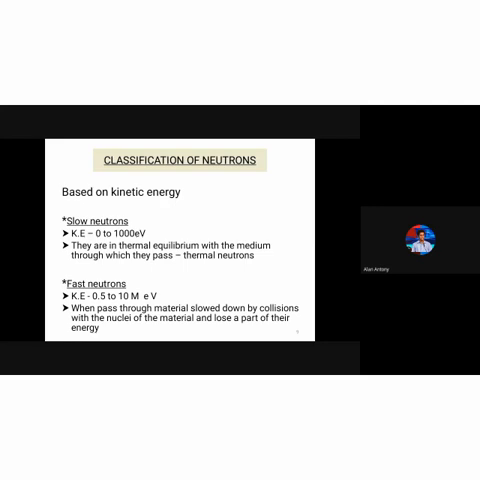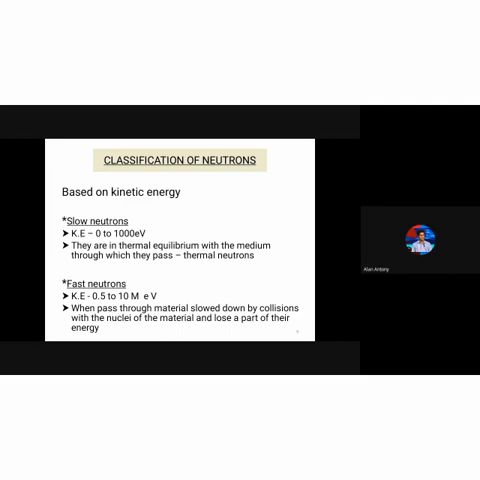Next is the classification of neutrons. Based on kinetic energy, we can classify the neutrons into two types, slow neutrons and fast neutrons. Slow neutrons have kinetic energy in the range of 0 to 1000 electron volts, and fast neutrons have kinetic energy from 0.5 to 10 mega electron volts.